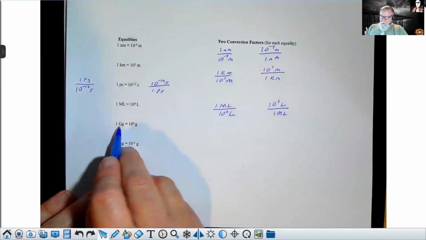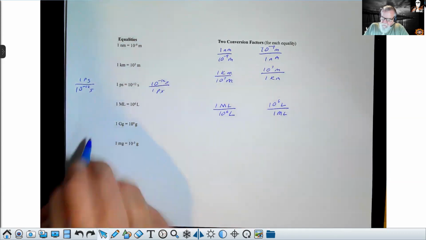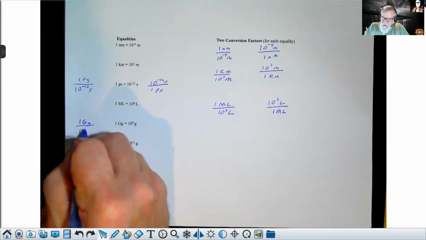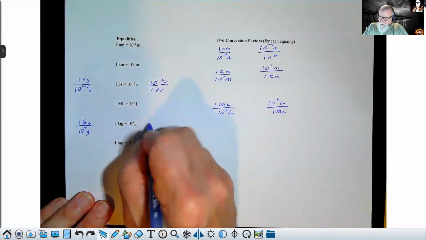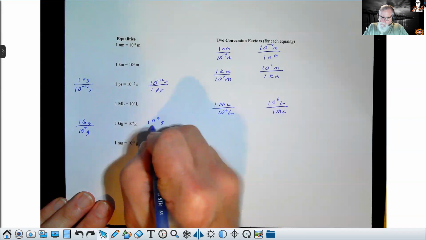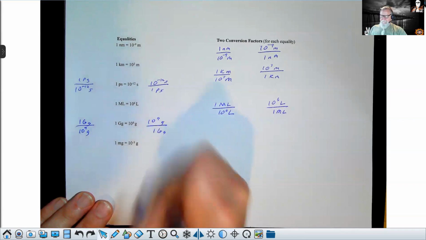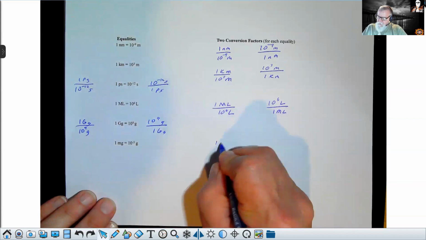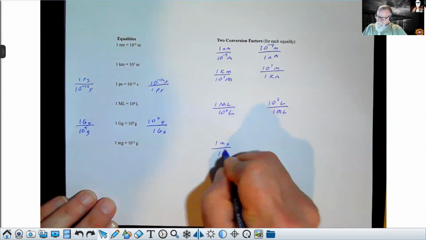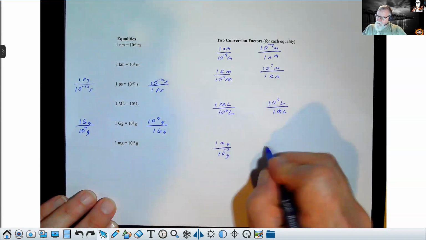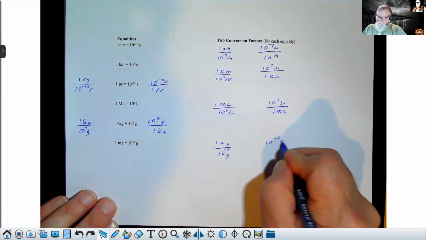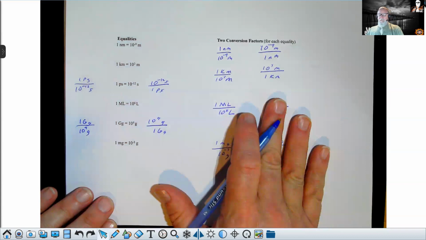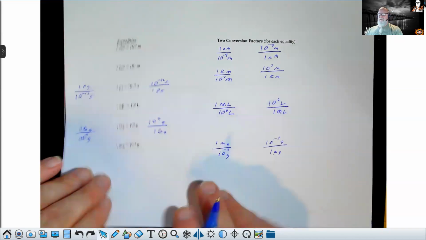Okay. Gigagrams. So that would be 1 gigagram over 10 to the 9 grams, or 10 to the 9 grams over 1 gigagram. And then the last one is milligrams. We have 1 milligram over 10 to the negative 3 grams, or 10 to the negative 3 grams over 1 milligram. And you'll see why we're doing this in a minute when we actually do some calculations with these conversion factors.